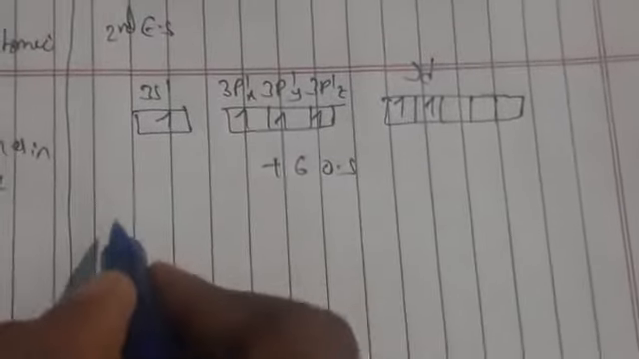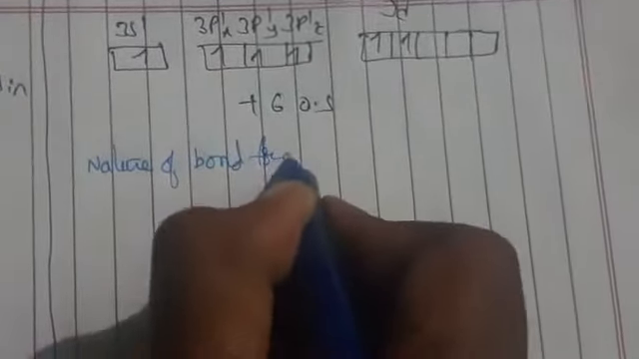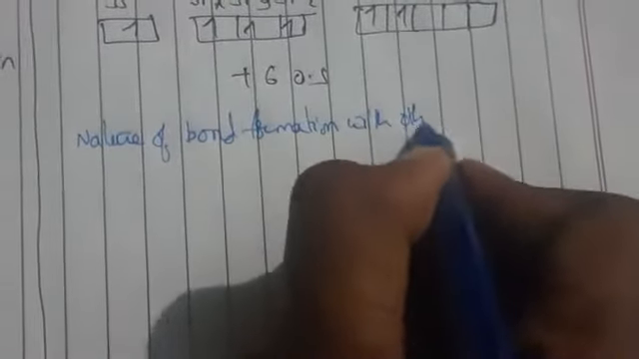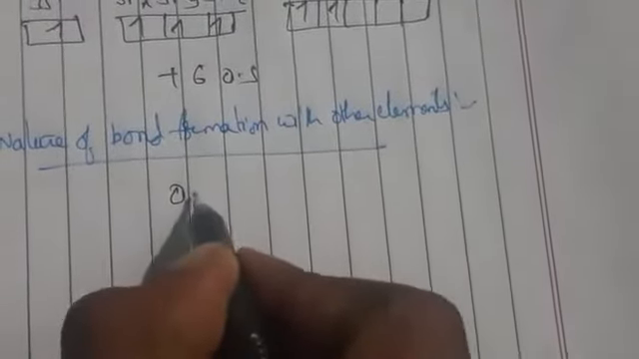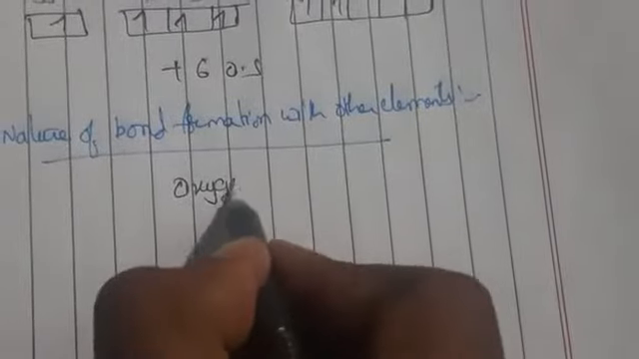So let us talk about the next one, nature of bond formation with other elements. So what is the nature of bond formation with other elements? Oxygen is a highly electronegative element. So what does it form here? Because oxygen is a highly electronegative element.